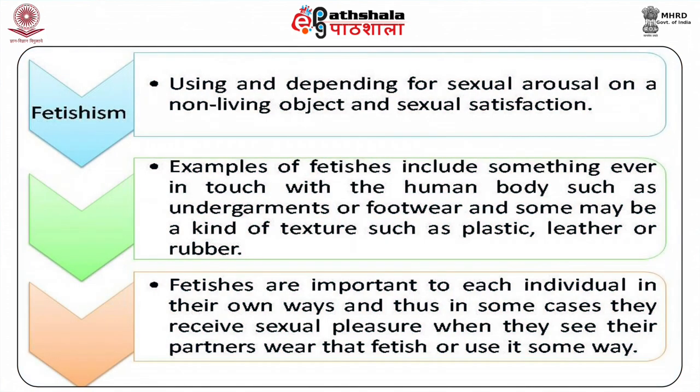Number one is F65.0, fetishism. Using and depending for sexual arousal on a non-living object and sexual satisfaction. Examples of fetishes include something ever in touch with the human body, such as undergarments or footwear, and some may be the kind of texture, such as plastic, leather, or rubber. Fetishes are important to each individual in their own ways, and thus in some cases they receive sexual pleasure when they see their partner wear that fetish or use it in some way.